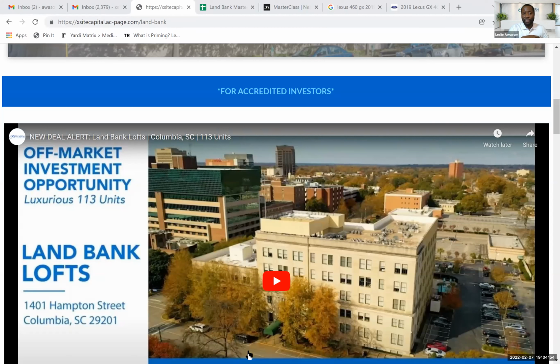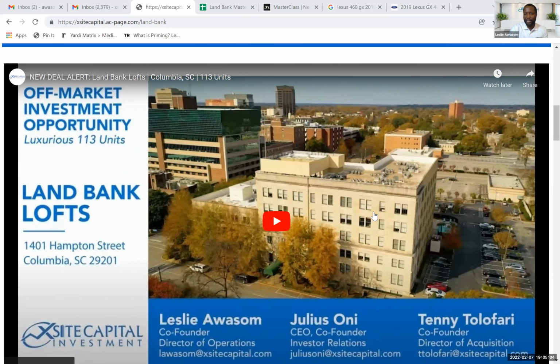His land bank lots 113 units in Columbia, South Carolina. This is a Class A asset right in the smack middle of Columbia, South Carolina. As you can see on the screen right here, this is the asset, the big white building there. And next to it, that glass building is Prisma Health. It's a hospital, one of the biggest employers in Columbia. That is right next to this building. The location of this building is so wonderful. We're really grateful and excited to be able to have this.